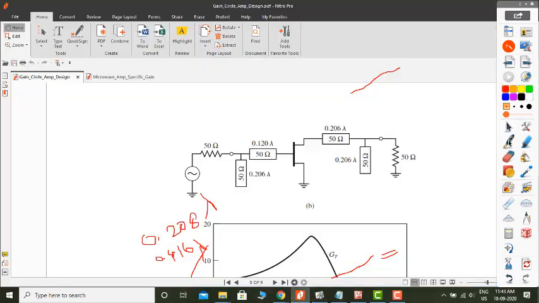So 0.21, roughly this also equals approximately 0.21 lambda. This is the way to construct input and output matching networks and to get the line length as well as the stub length using the Smith chart.